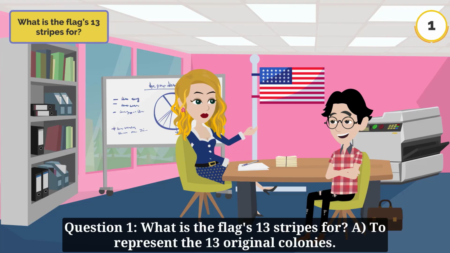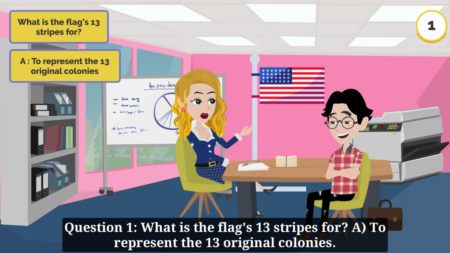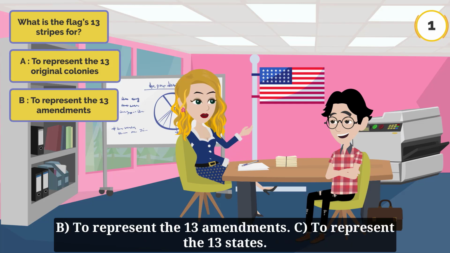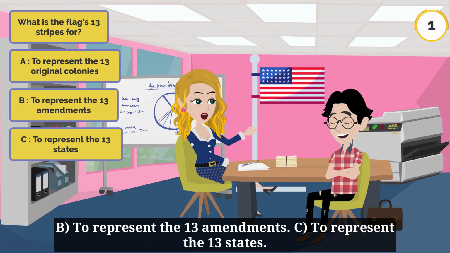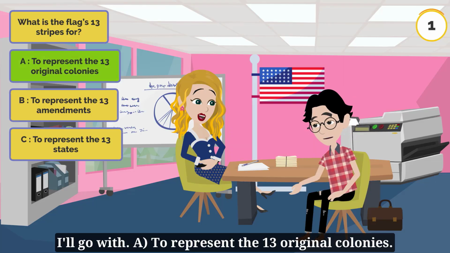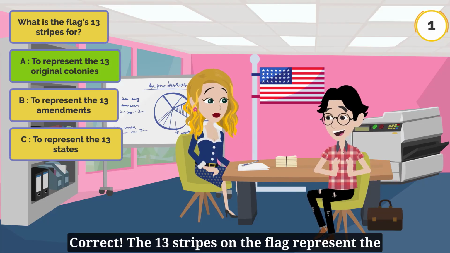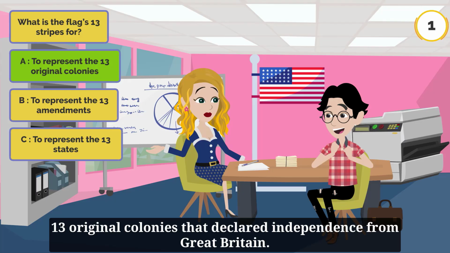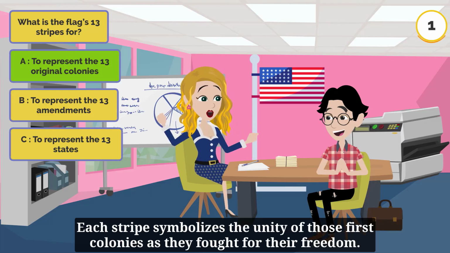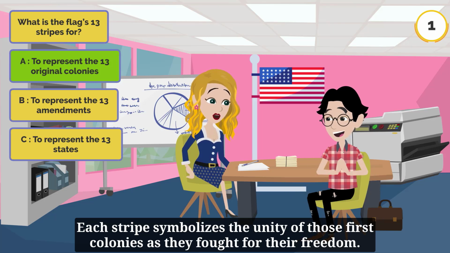Question 1. What is the flag's 13 stripes for? A. To represent the 13 original colonies. B. To represent the 13 amendments. C. To represent the 13 states. I'll go with A. To represent the 13 original colonies. Correct. The 13 stripes on the flag represent the 13 original colonies that declared independence from Great Britain. Each stripe symbolizes the unity of those first colonies as they fought for their freedom.